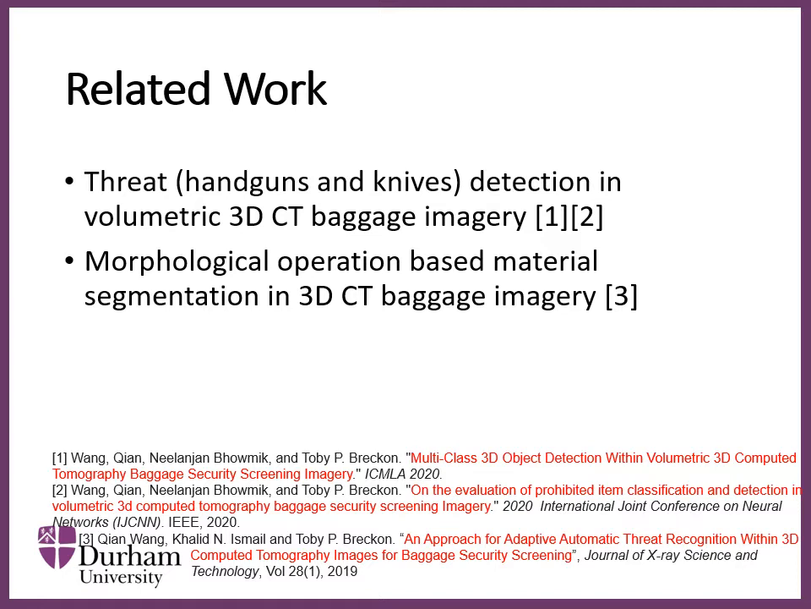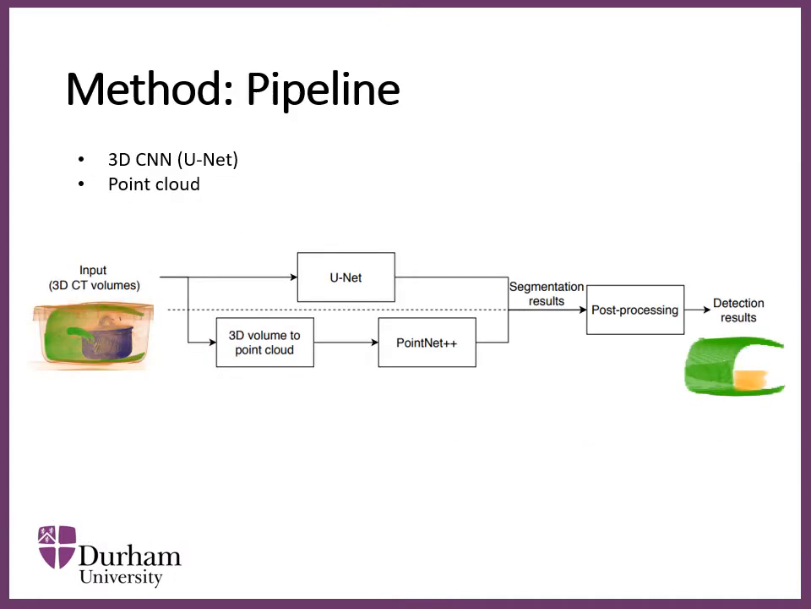For contraband material detection, we proposed a morphological operation-based approach for 3D segmentation, followed by a classifier like SVM for detection. However, in this work, we will use more advanced deep neural networks for material segmentation and detection in 3D CT baggage imagery. Here is the pipeline of our method.